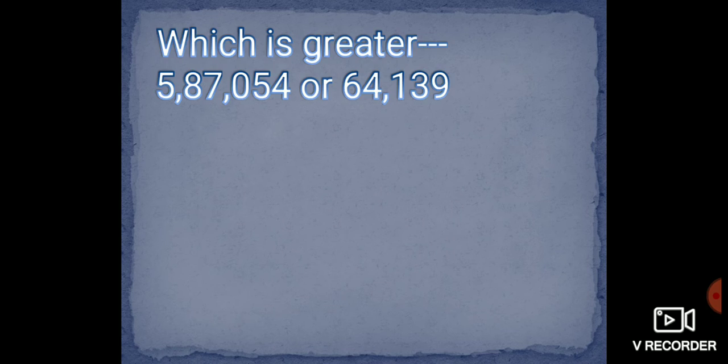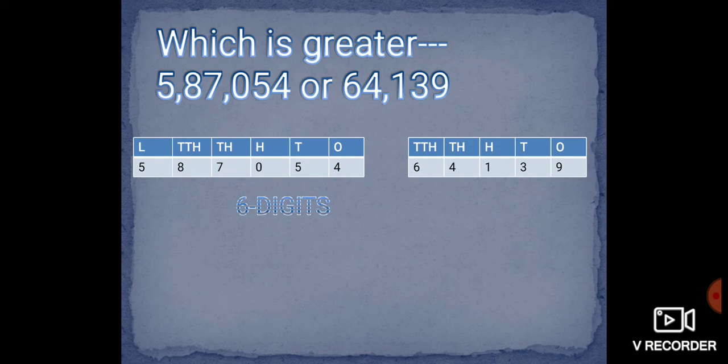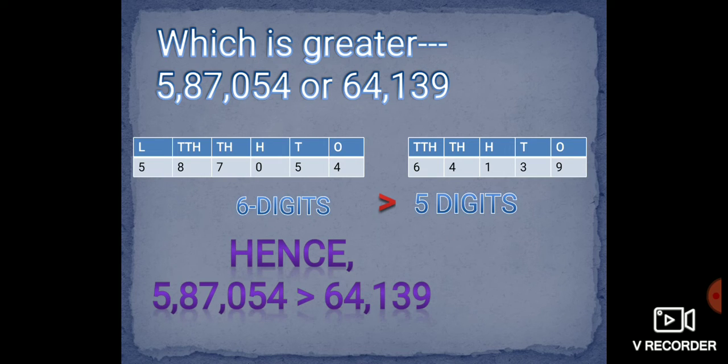Which is greater, 587054 or 64139? We will place the digits in the place value chart and we will find out the comparison. The first number has 6 digits and the other has 5 digits. That means the number with 6 digits is the greater one. That means 5,87,054 is the greater number.